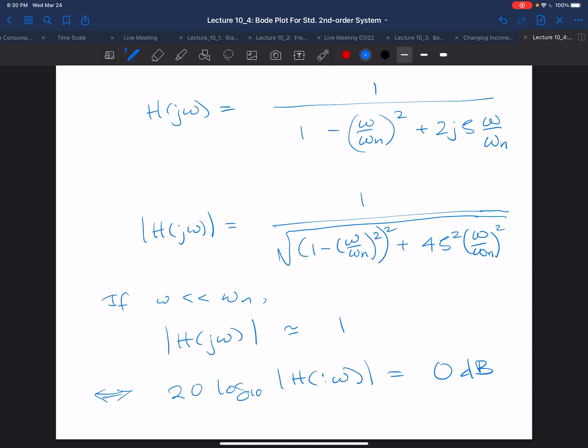So that's our low frequency asymptote for the magnitude curve. It'll just be a horizontal line at 0 decibels.